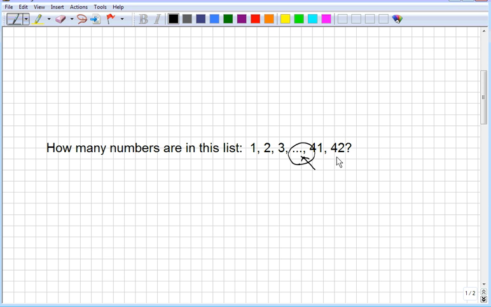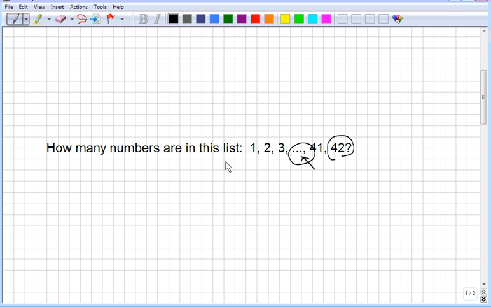So now, like I said, you're going to laugh at me because this seems like too easy of a problem. How many numbers are in this list? Well, 42, right? That's pretty easy. But let's take a look at it.